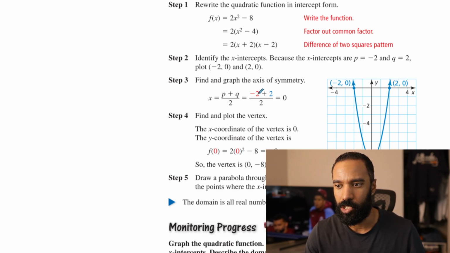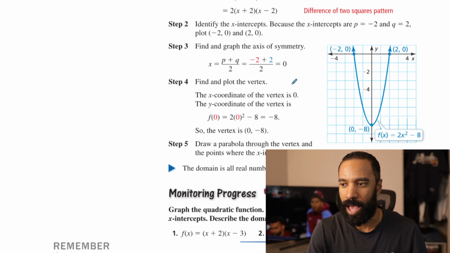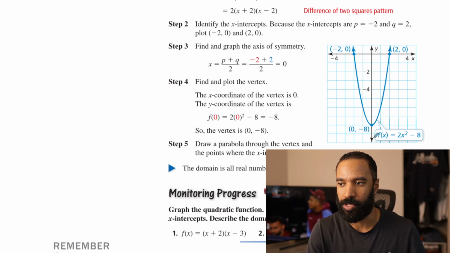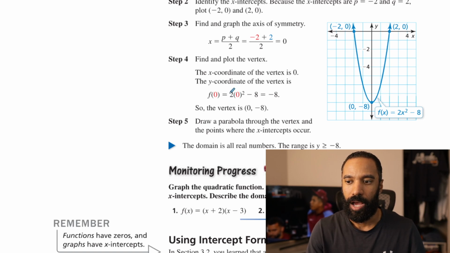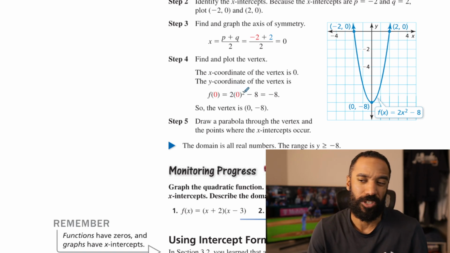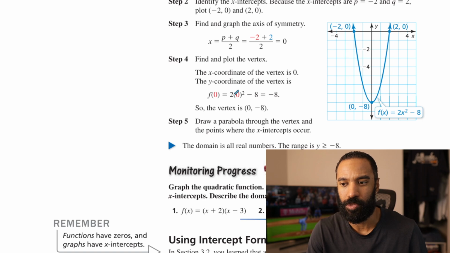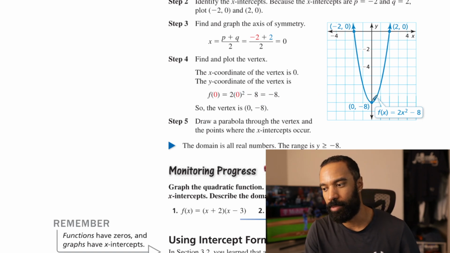Halfway between negative 2 and 2 is 0. So your axis of symmetry is x equals 0, a vertical line on the y-axis. You plug in 0 into your equation. I'm just going to do it in the factored form one when I do it later. But 2 times 0 squared minus 8 is negative 8. So you get 0, negative 8 there. So your y-intercept is also your vertex.